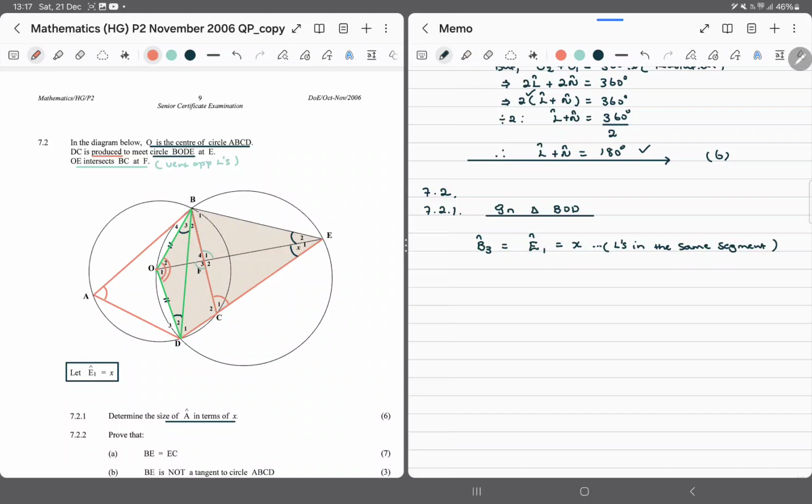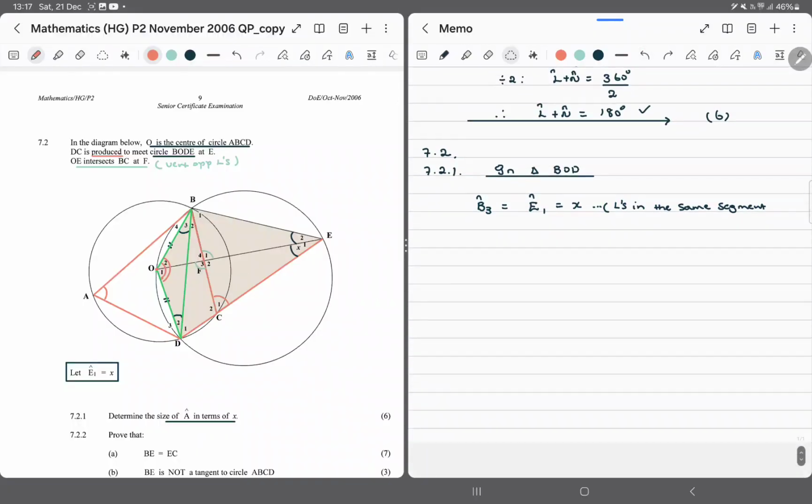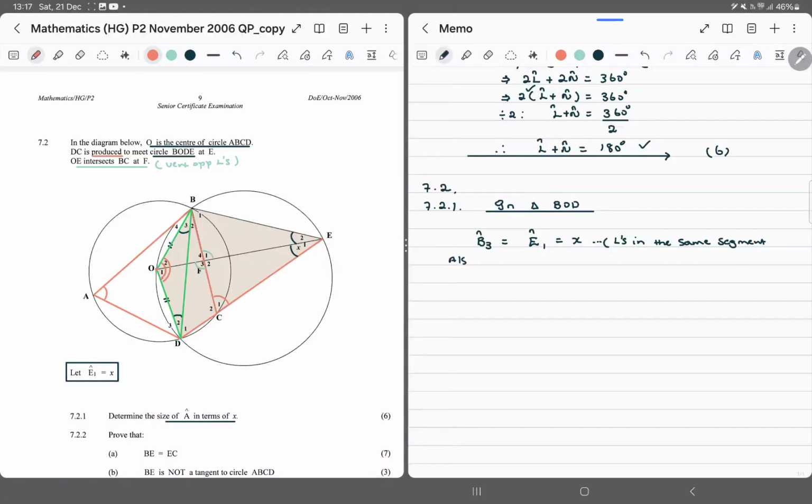Okay, now we can say safely also, we appreciate that angle D2 is equal to angle B3 and so equal to X. We can say these are angles opposite equal sides with radii. Let me be complete here. Equal sides of a triangle with radii OB equaling OD.